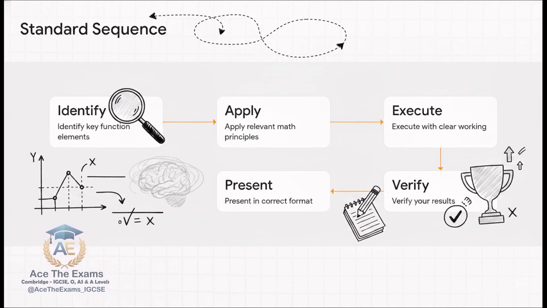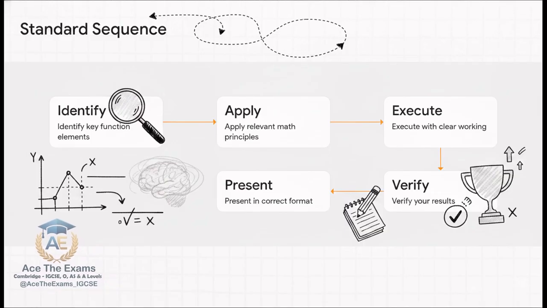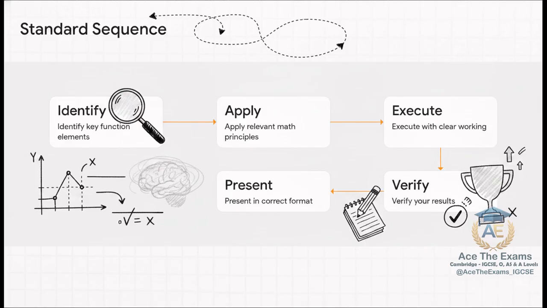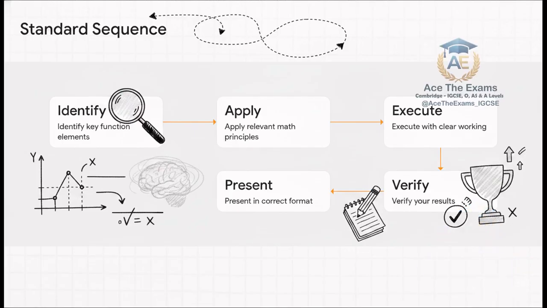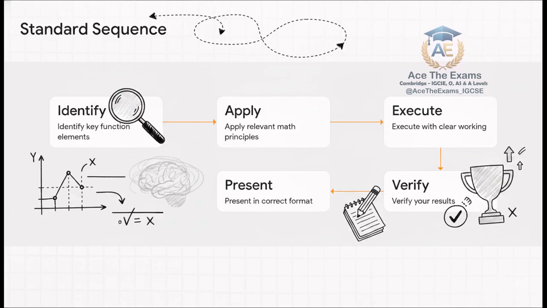Let's think about how our student Sam could transform their rushed answer. First, you identify the key elements of the function. Maybe it's a quadratic with an unrestricted domain. Then you apply the relevant mathematical principles, like the horizontal line test or the definition of a one-to-one mapping. You execute the analysis with perfectly clear working, verify what you found, and present it clearly using that PEEL framework we talked about. If you skip step 3, you are throwing away method marks, plain and simple.